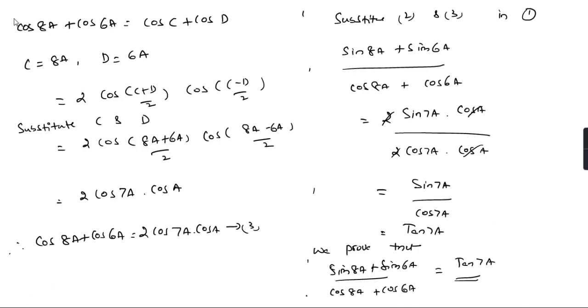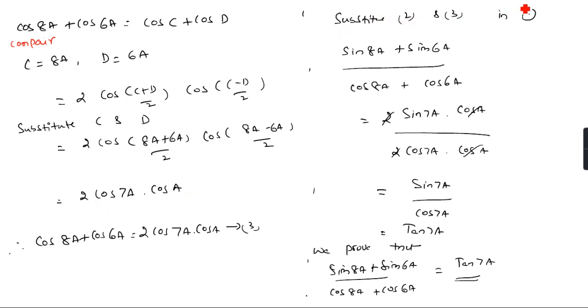And next, cos 8a + cos 6a. The form is cos C + cos D. Comparing, C = 8a and D = 6a. The formula is 2 cos((C + D)/2) cos((C - D)/2). We substitute C and D, and we get 2 cos 7a cos a.